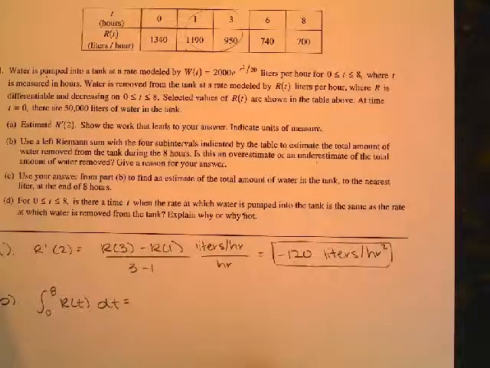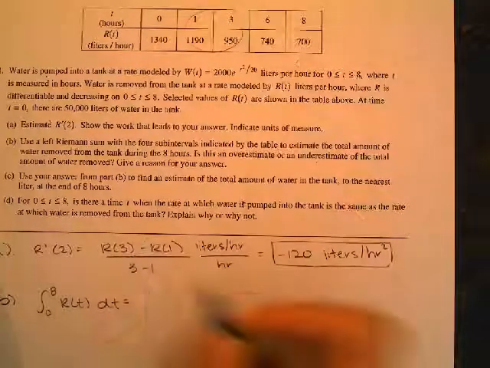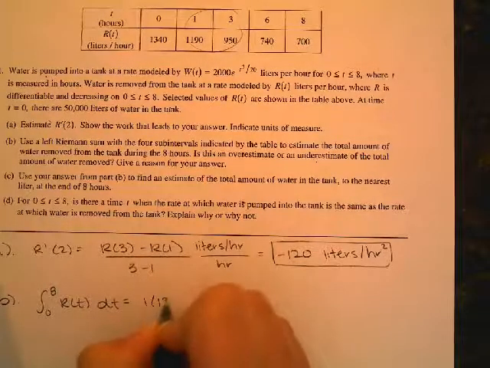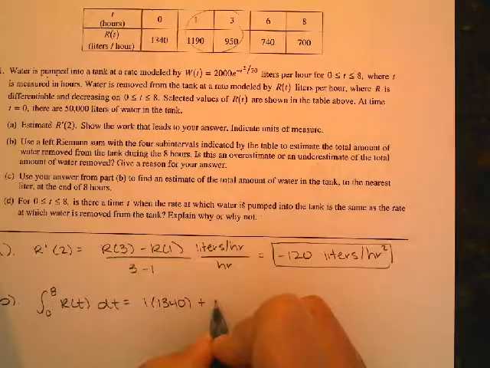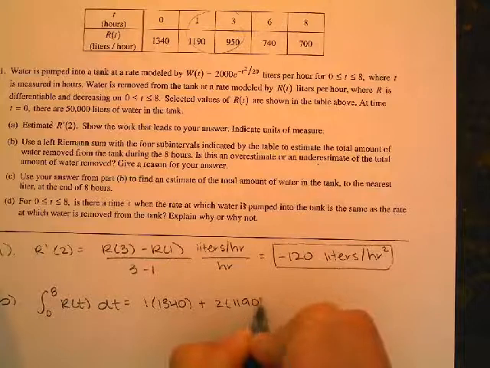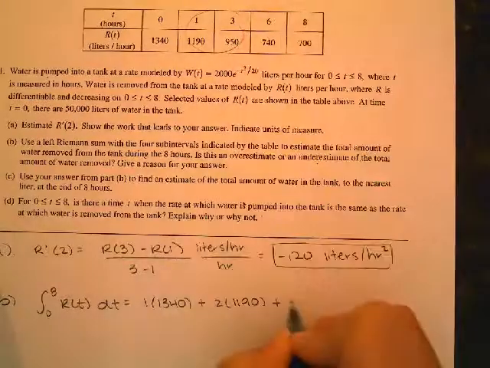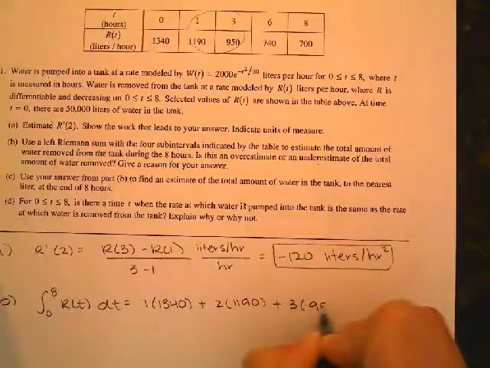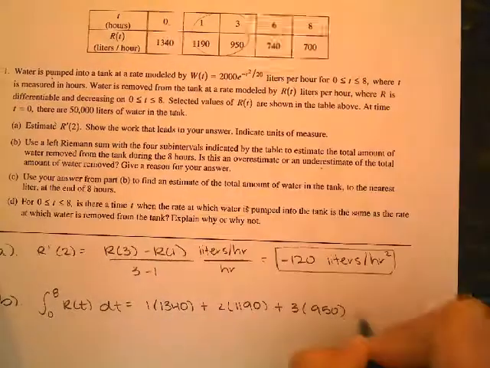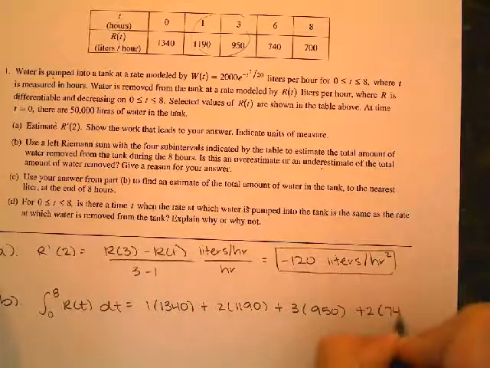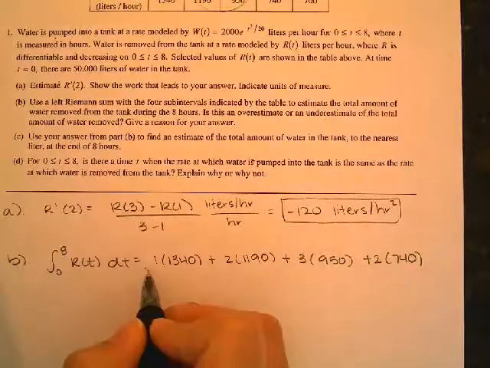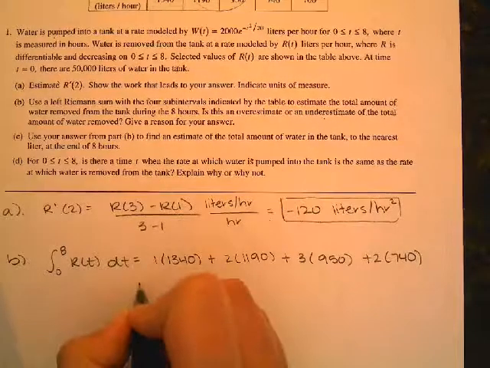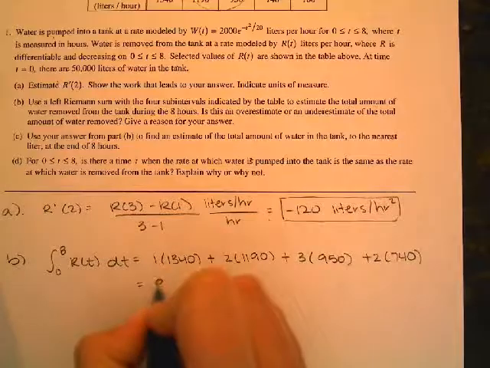So the first width is a width of 1, and then height from the left, and then width of 2, height from the left, width of 3, height from the left, width of 2, height from the left. Okay, and then if you type that all into your calculator, you get 8,050.